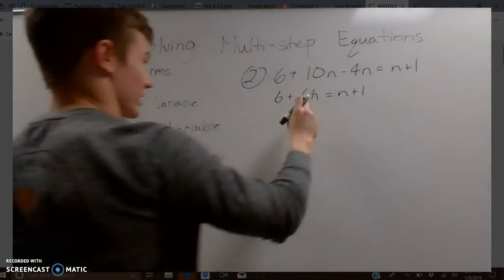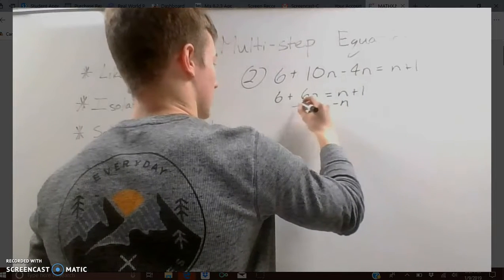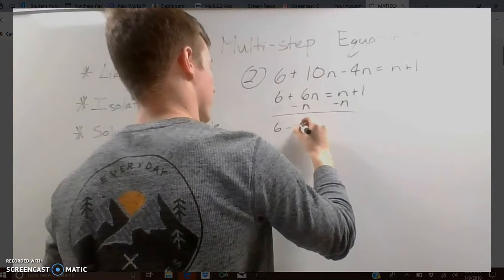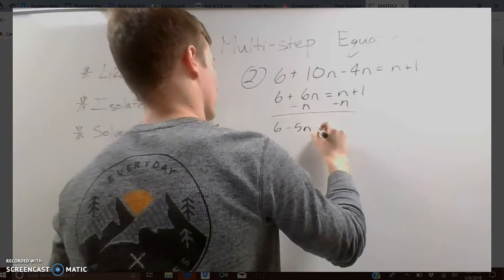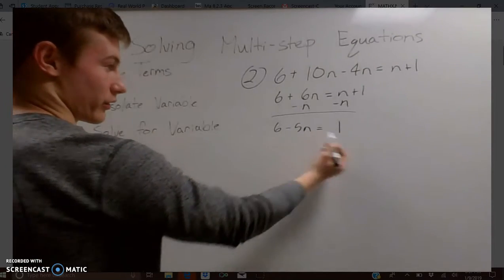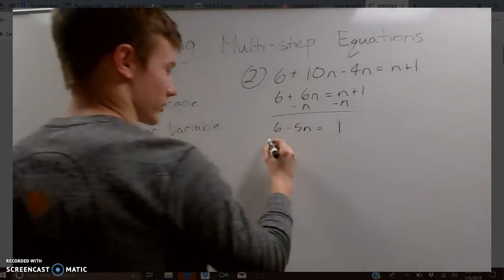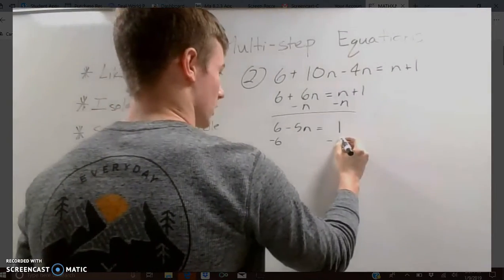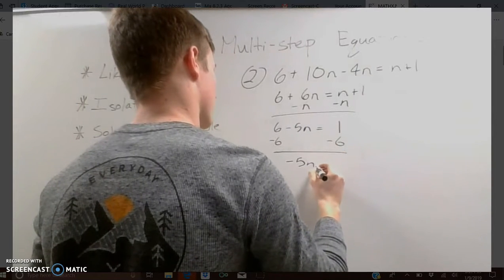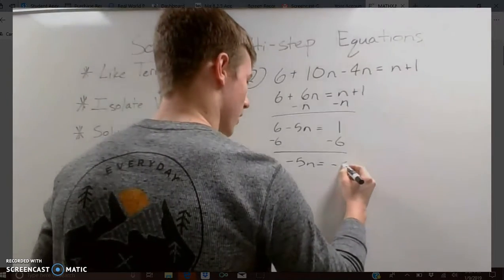Our next goal here is to get like terms on the same side. What we're going to do here is we're going to subtract our n over, do the same thing to the other side. What we're left with is 6 minus 5n equals 1. We want to isolate our variable. We want to get our variable on one side with the other term on the other side. So what we're going to do is we're going to subtract our 6 so we can get it on the other side. Do the same thing to the other side. We're left with minus 5n equals 1 minus 6, which is negative 5.